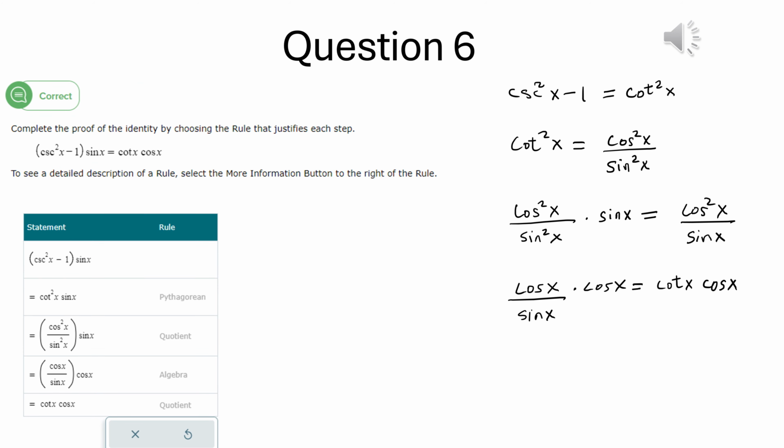Okay, this is a little bit more complicated. You take the left hand side, and now you apply the Pythagorean identity. So cosine square x minus 1 is equal to cotangent square, you replace it by cotangent square. On the other hand, cotangent square is equal to cosine square over sine square. You replace it. It's a quotient rule.